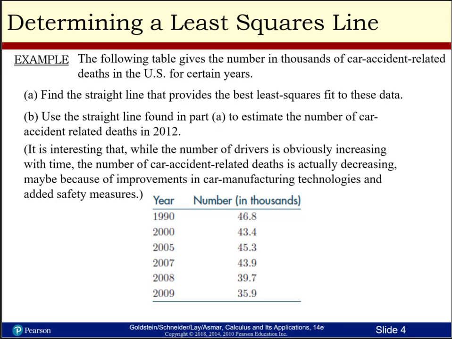So we have our table where we have the years. In 1990, there were 46.8 thousand deaths, and in the year 2000, 43.4 thousand. 2005 was 45.3. 2007 was 43.9 thousand. They're all in thousands. So in 2008, it was 39.7 thousand, and 2009, 35.9.